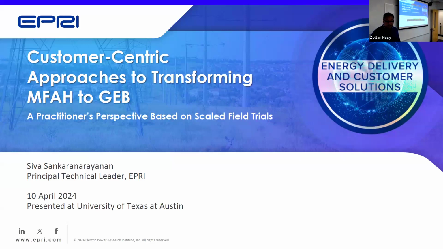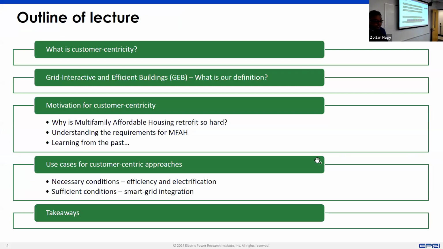Let's talk a little bit. I want to provide a basic outline for the lecture. We want to talk a little bit about some definitional elements. What is customer centricity? That in its own right is important, because different people have different definitions for it. What are GEBs? How do you define it, right? That's important. And then motivation for this, right? Why is customer centricity important, and why is it important in the context of multifamily affordable housing?